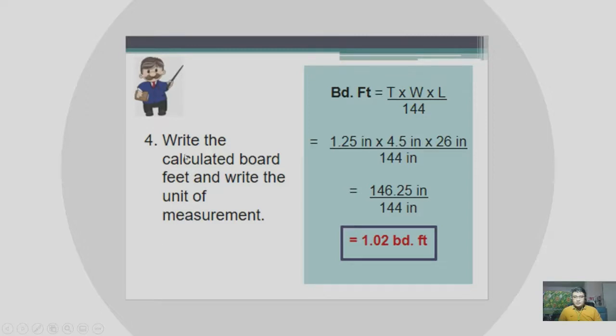For step number 4, we have to write the calculated board feet and write the unit of measurement. Again, the formula for the board foot is thickness times width times length over 144. 1.25 inch times 4.5 inch times 26 inch is 146.25 inches. Divided by 144 inches, the answer is 1.02 board feet.